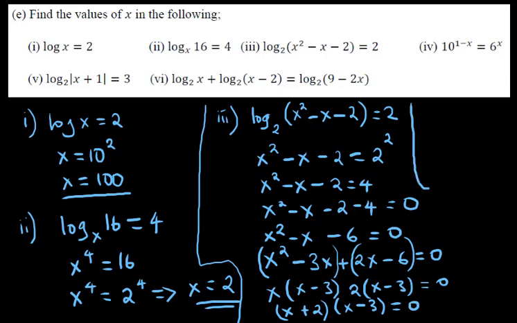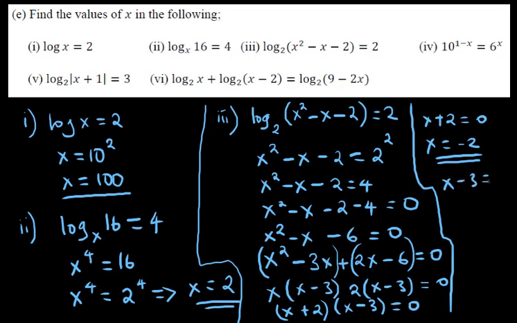From the answers that we have from these two, x plus 2 equal to 0 gives x is equal to negative 2. That's for one of them. The other one, x minus 3 equal to 0, will simply be x is equal to 3. Those are the two values of x.